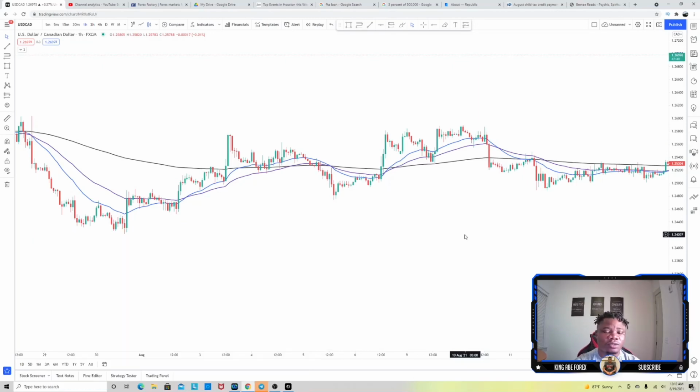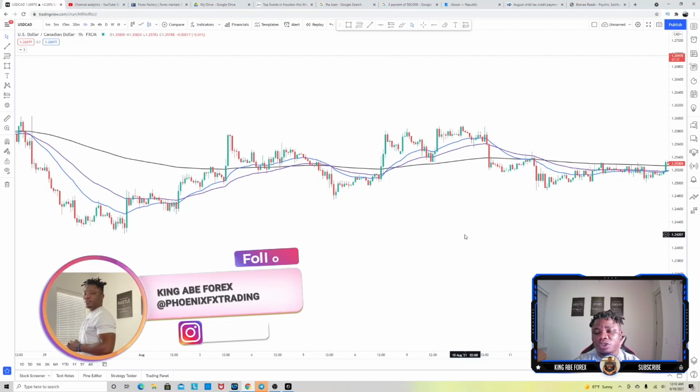So now, for this strategy, we're going to be looking at this on the 1 hour time frame, and we're going to be using USD CAD for this example. Now, I'm going to be showing you guys two examples. I'm going to be showing you guys a buy example and a sell example.